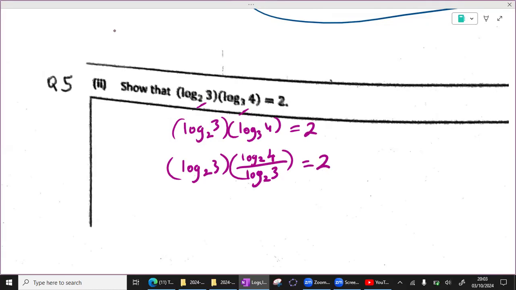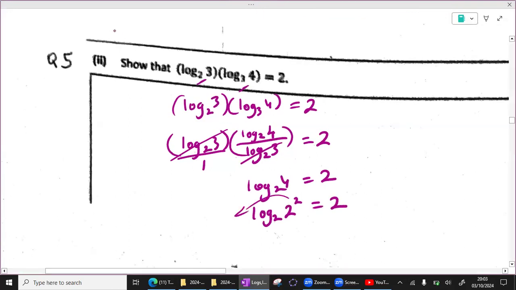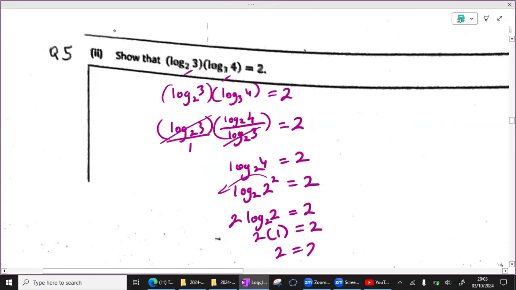Now, what you'll notice is, again, turn this into a fraction if it's not already. They cancel, and I'm left with the log of 4 to the base 2 equals 2. That is the log of 2 squared equals 2. Remember, when you're doing logs, you can bring the power to the front. 2 log of 2 to the base 2. Any matching log and base is 1. So therefore 2 equals 2. And that's all I was actually looking for.